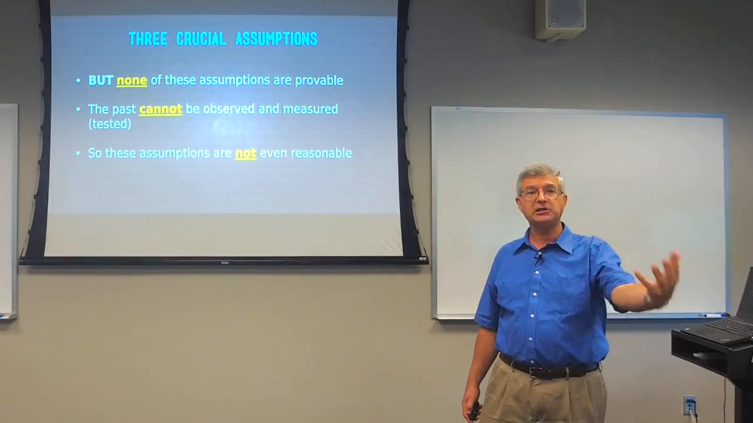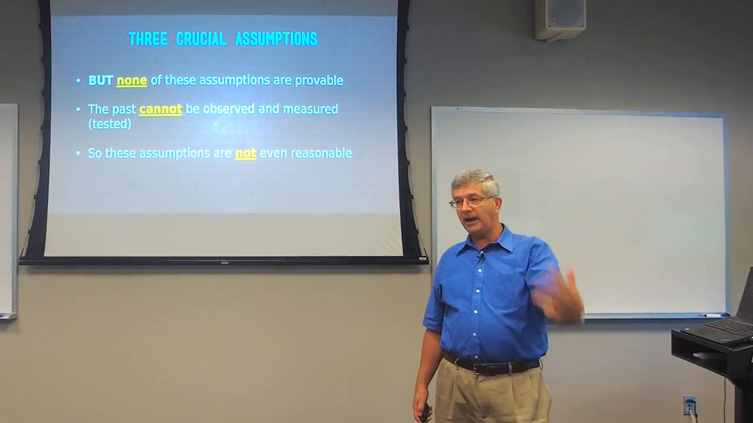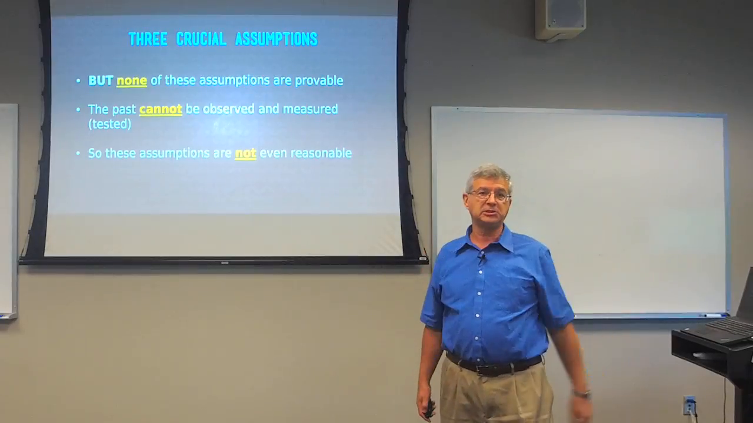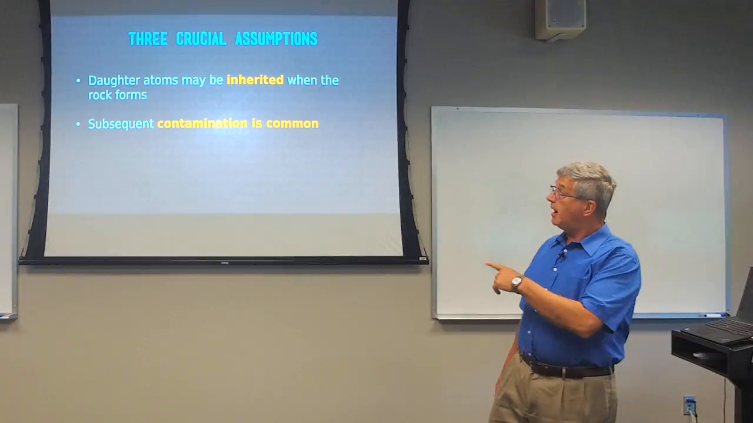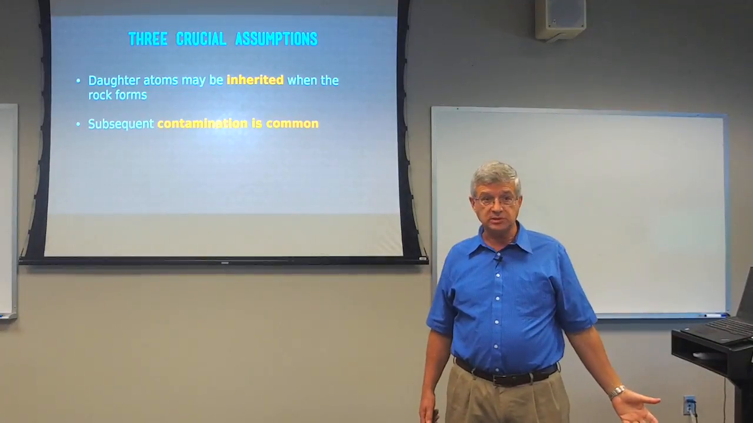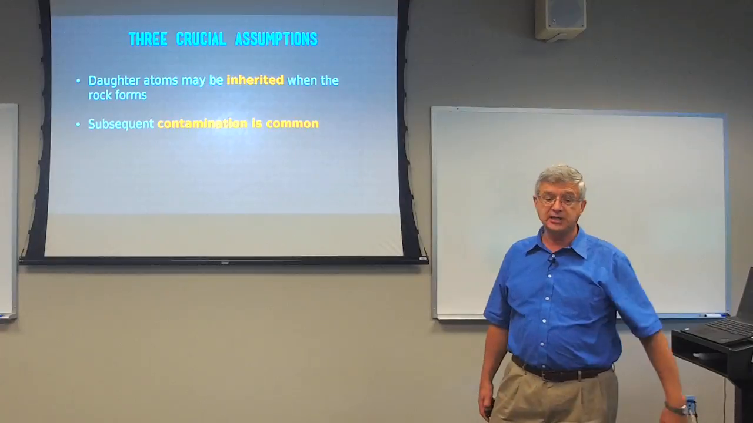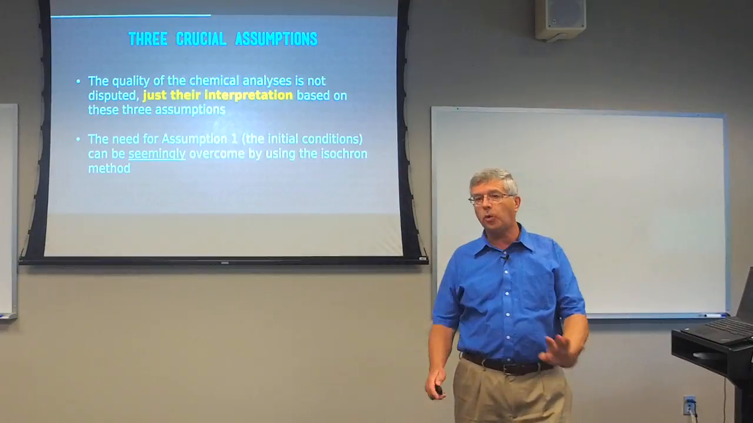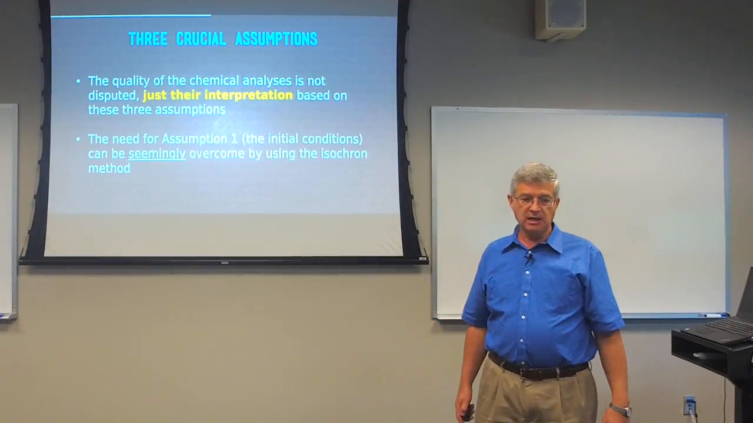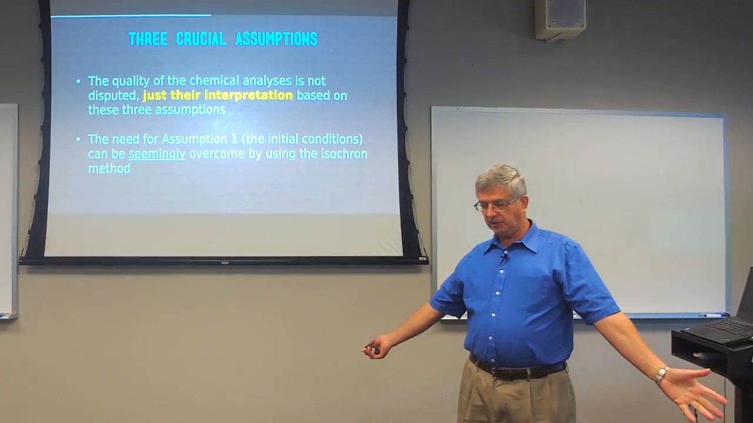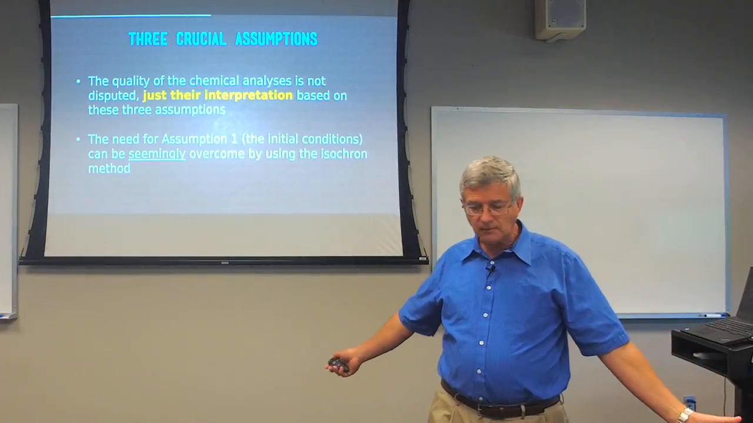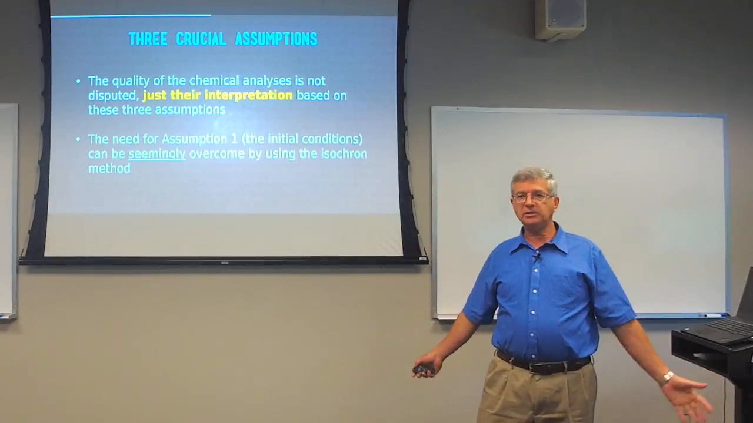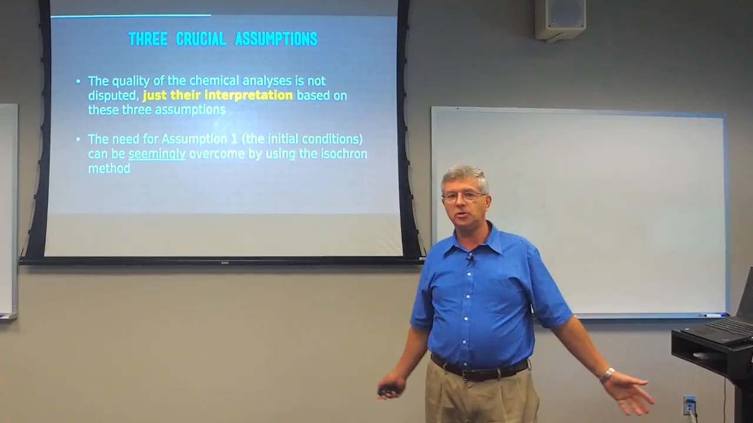Everyday experience, just like I explained to you about weathering and what rainfall does and what groundwaters do, how deep weathering goes, shows you that these assumptions are not even reasonable. And we know that daughter atoms may be inherited when the rock forms, as I'll show, and contamination subsequently is common. Now, I want you to understand the quality: I'm not disputing the quality of the chemical analyses. If you're even aware of these laboratories that do this work, you will know that it costs hundreds of thousands of dollars for the equipment in well-constructed laboratories, with ultra-clean rooms for preparation.